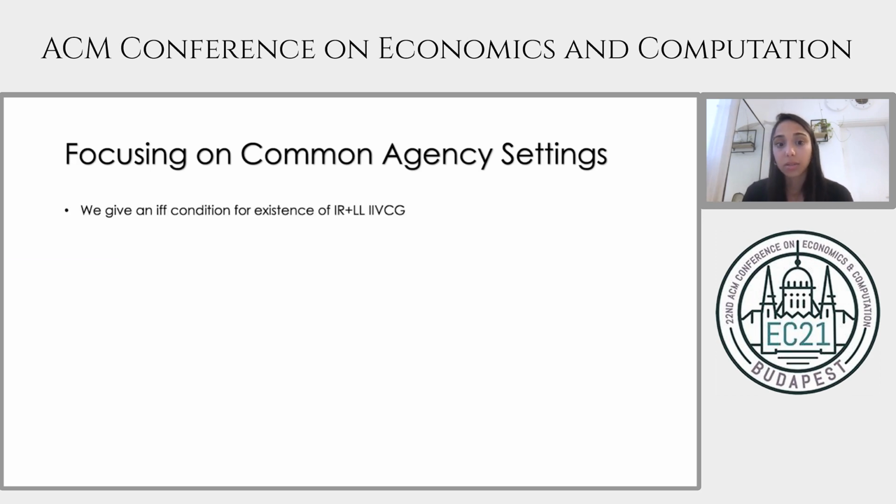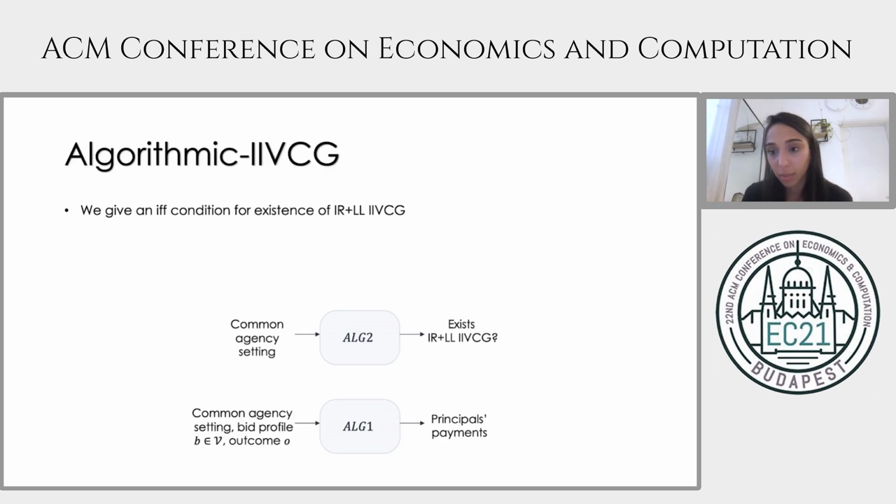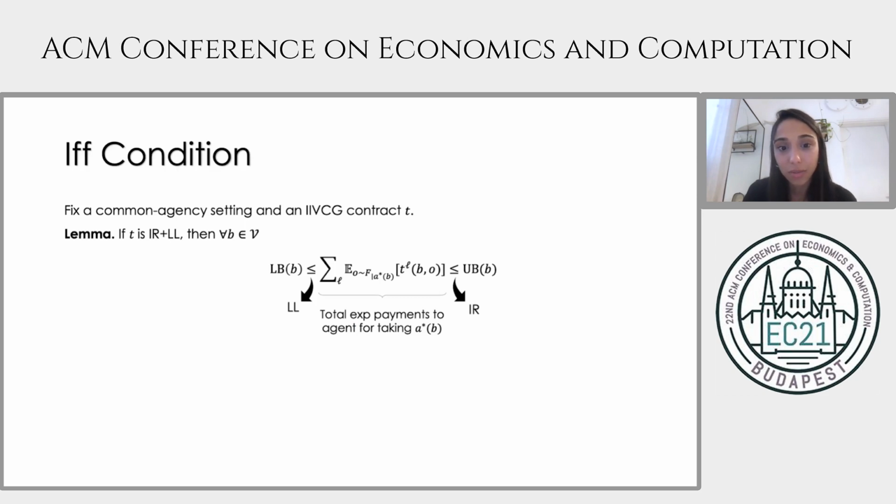So what we do is leverage our characterization and give an if and only if condition for the existence of an IR and LL contract that applies to common agency settings. Then we design two polynomial time algorithms. Algorithm 2 receives as input a common agency setting and determines whether or not an IIVCG contract that is both LL and IR exists. And then, if such a contract exists, algorithm 1 implements it. It receives the principals' bid profile and the stochastic resulting outcome as input and computes contractual payments on the fly for every principal. And the if and only if condition, just to be less mysterious, follows from this lemma.